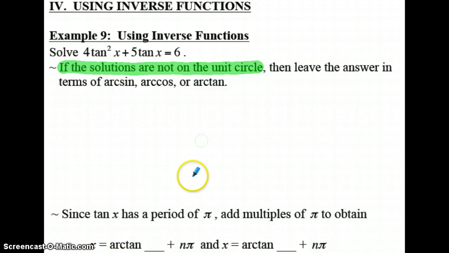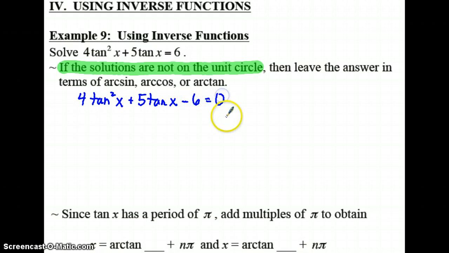So let's solve this equation we have here for number 9. We're going to subtract the 6 over, so we're going to have 4 tangent squared x plus 5 tangent of x minus 6 equals 0. You always have to set it equal to 0 first.